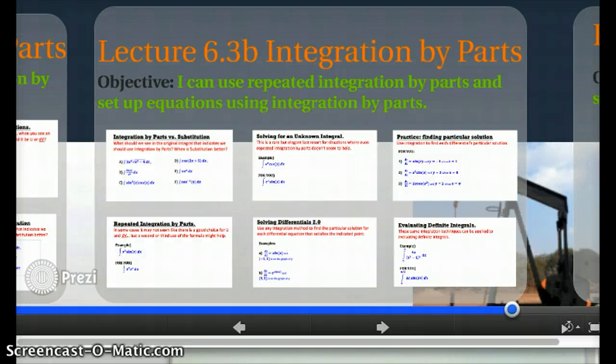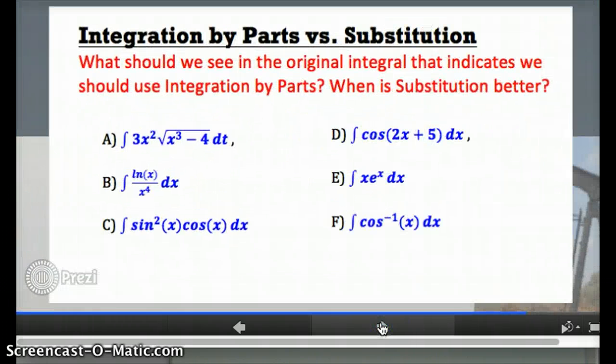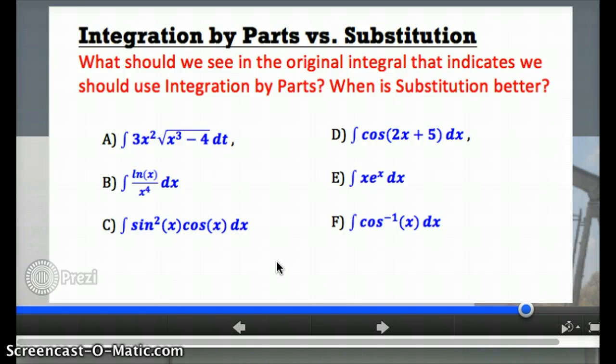Welcome to Lecture 6.3b. In this video, I'm going to show you how you can apply the integration by parts formula to solve a number of different problem types. To start, it continues to be really important that you're able to recognize the difference between when you should use integration by parts and when you should use substitution. I think that you're probably clear from class, but let's just do a quick check. Look at A, B, and C and pick a strategy for each one.